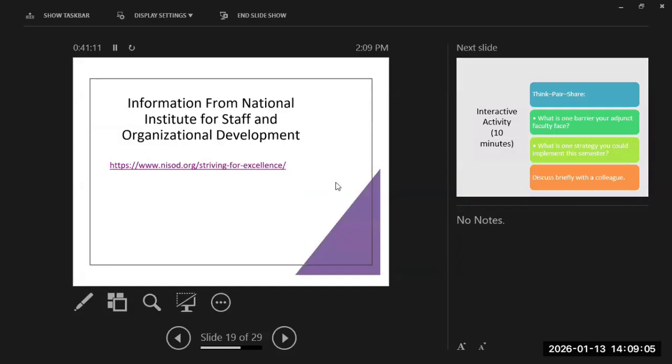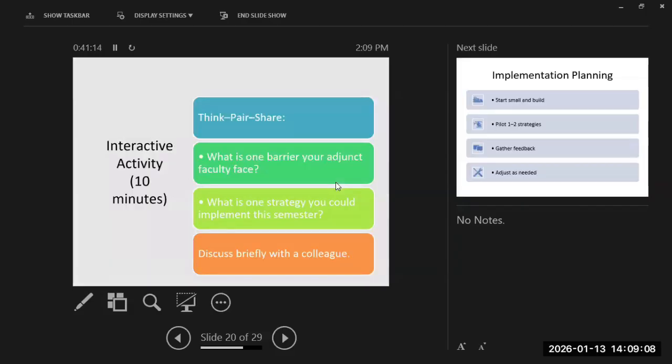Okay, I'm gonna skip this, and we're gonna go quickly to our activity. It's a think, pair, share from this morning. So I want you to get with a partner really quick. We're going to make this quick. What is one barrier your adjunct faculty face? Just answer that question. And then what is one strategy you would implement this semester to correct that barrier? And then discuss that briefly with your colleagues. Kristen's just going to give you a piece of paper, just jot it down real quick. Then we're going to take it up and then we'll discuss it briefly. Thank you.